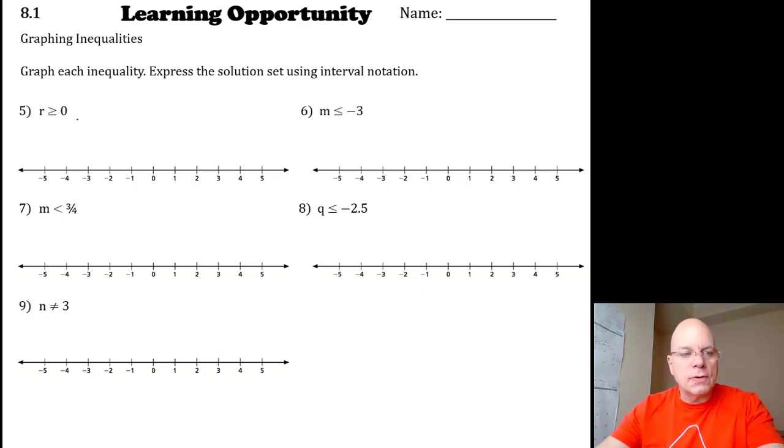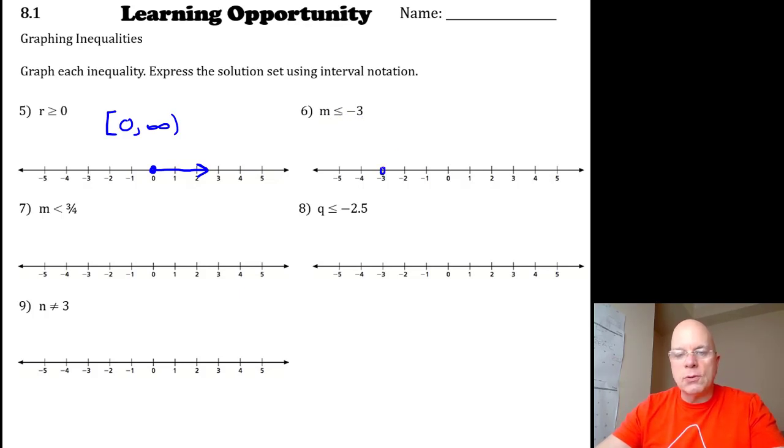Number 5, r is greater than or equal to 0. Since r could be 0 exactly, we indicate that with a solid dot, or any value greater than 0, so arrow to the right. The interval goes from 0 to infinity, including the 0, so indicate with brackets, and infinity always gets parentheses.